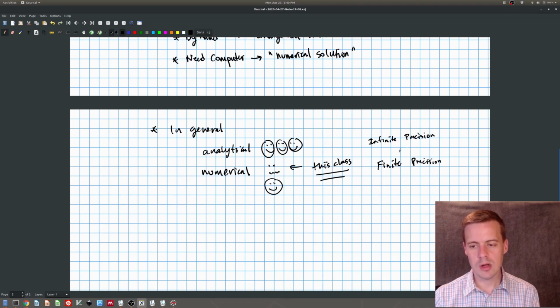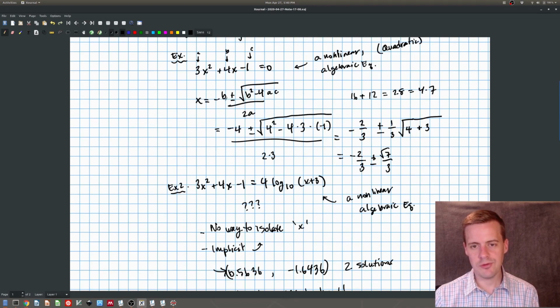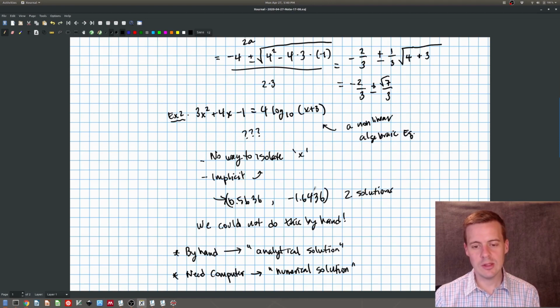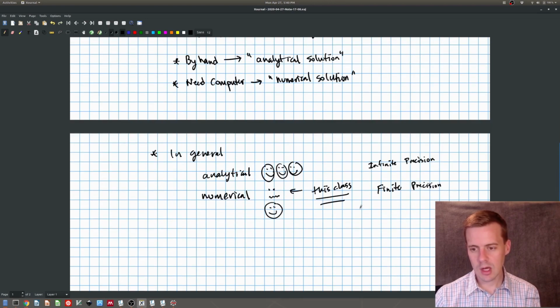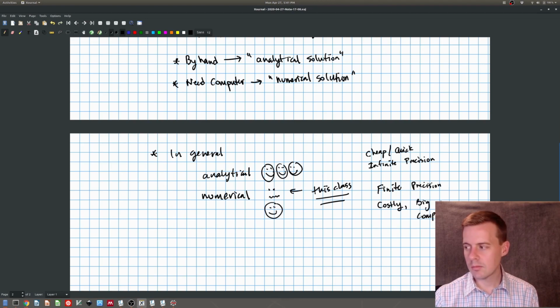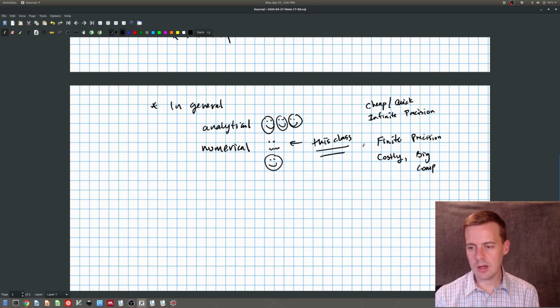Another reason that we might prefer this is it was really fast to do this. You can memorize this formula, hopefully you have, and you can write down this answer. This one, it might take the computer a while to compute. So these are usually cheap, quick. We'll talk about what cheap means. And these ones could be more costly. Big computers maybe. Big computers.